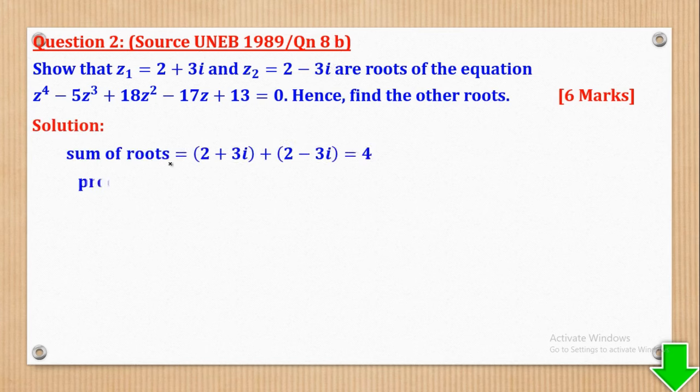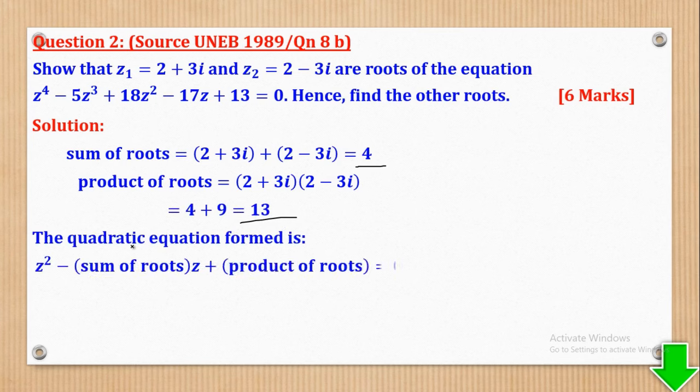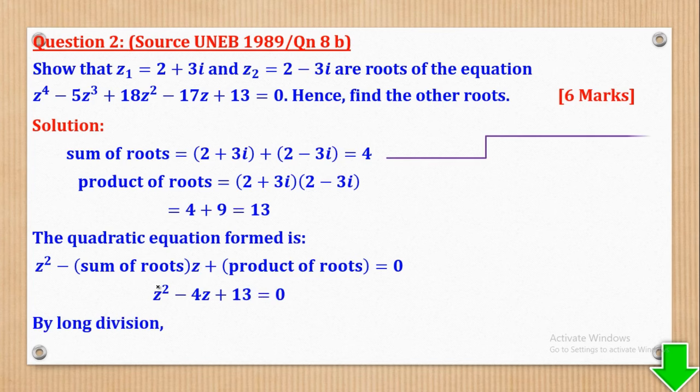Step 1 is to get the quadratic equation. The sum of roots is that, the product of roots will be this, and therefore the quadratic equation will be got from that. So substitute for sum and for product to come up with that. Next is to do long division. By long division, this will be the divisor, and this given equation function will be put here.